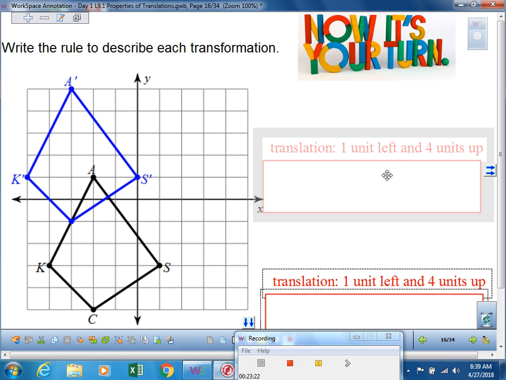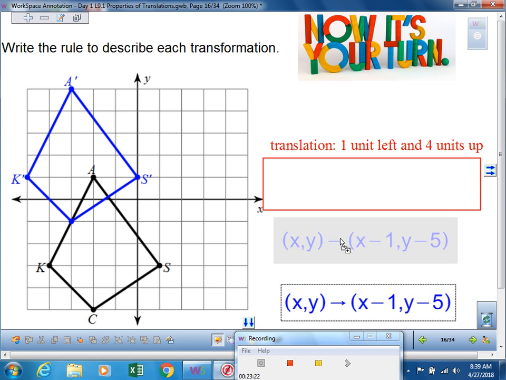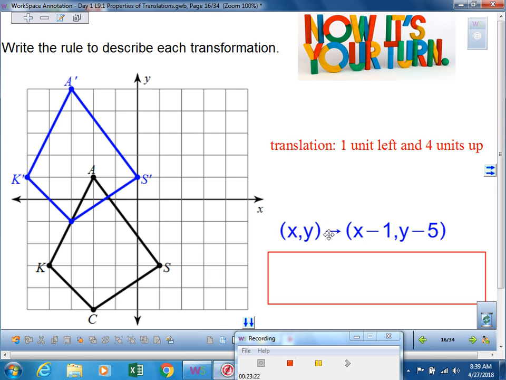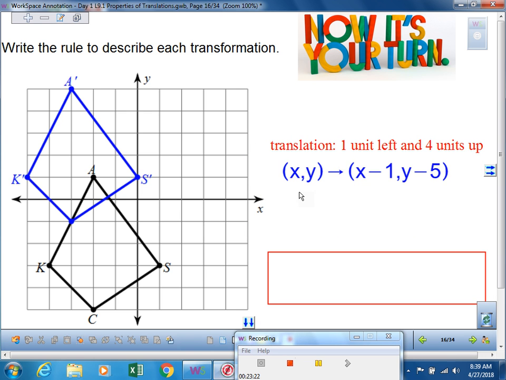All right, so have to tell me. And then this would be your algebraic rule. So this is a plus 4. Forgot there was an error on that key. Gotta fix that. All right, any questions on that one? And remember, always start with the letter and go to the letter prime. How did you get there?